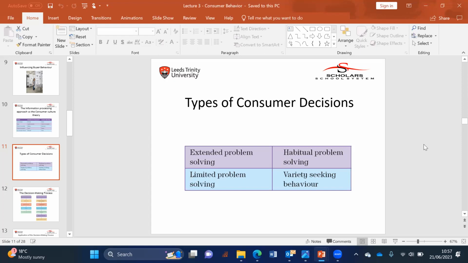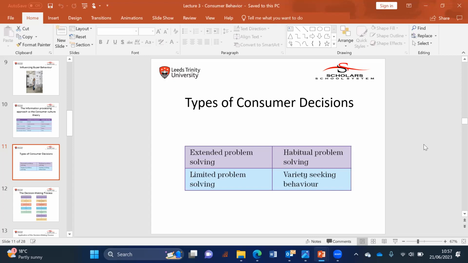Limited problem solving is something on a smaller scale. So maybe where you want to go on holiday or where you want to go out for the weekend. You're still gathering information, you're still analyzing the options, but it doesn't take that long. Habitual problem solving is just, for example, if you get your groceries every month from Tesco and you buy Tesco brand milk, that's a habit that you have. So it's habitual problem solving. You're just buying milk from Tesco because you're in a habit of doing it.